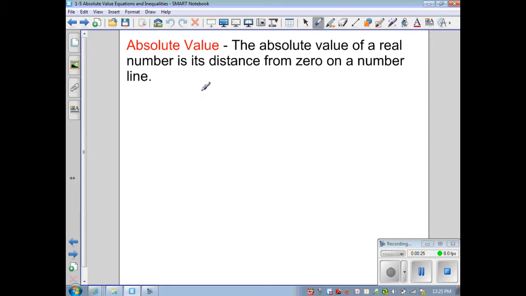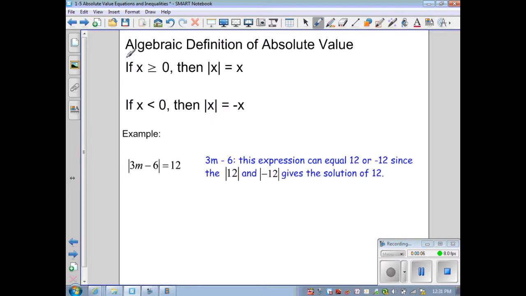And we know that its symbol is the two parallel lines, and it is pronounced the absolute value of -3, and we know the distance from 0 is 3. Here's the algebraic definition for absolute value.